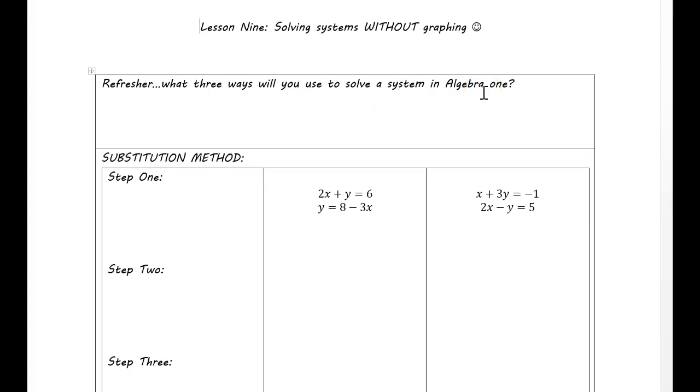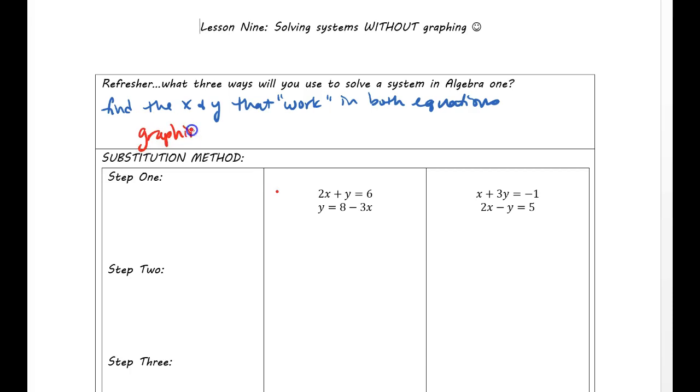So if you want to look back a couple weeks, you can. I'm going to go over it again right this second. But the idea is, this is the stuff where you have to find the x and y that work in both equations. That's the ultimate goal. And there's 3 methods to do it. The one that we did a couple weeks ago was the graphing method. Remember, you graph the 2 lines, you see where they intersect, and you're done, okay? And then the 2 others that we're going to talk about today are substitution and elimination.